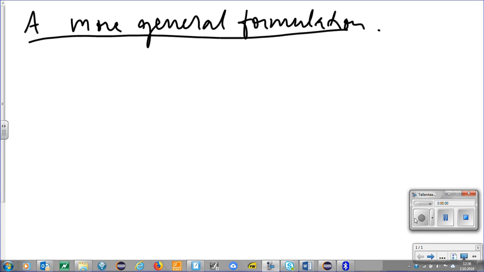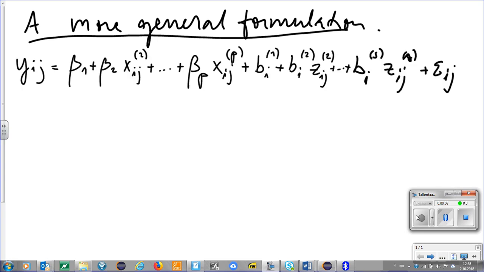In this video, we present shortly a more general formulation of the linear mixed effect model. In the previous video, we considered the simple linear regression model where we had only one fixed predictor x, and the same predictor was also included as the random predictor. But in general, we can specify a multiple regression model that looks like the model presented here.